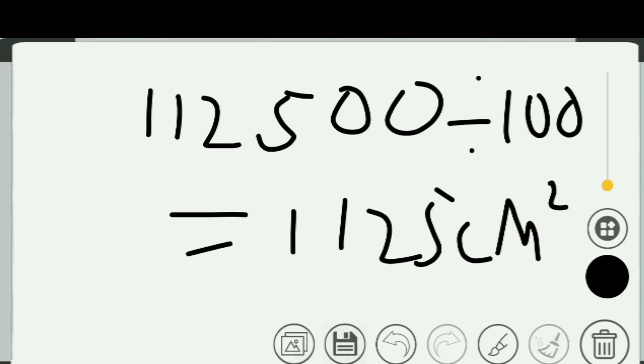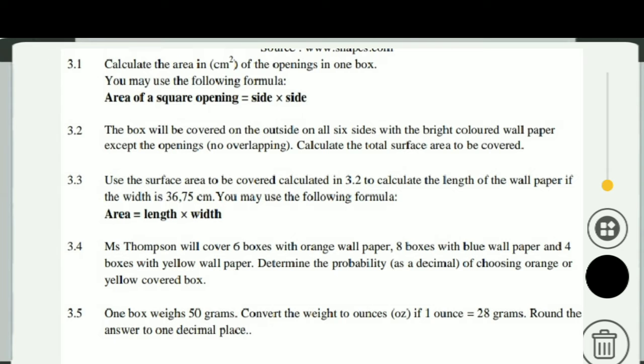So now we are going to 3.2. In 3.2 it says, the box will be covered on the outside on all 6 sides with the bright colored wallpaper except the openings, no overlapping. Calculate the total surface area to be covered. Let's read it again. The box will be covered on the outside on all 6 sides with the bright colored wallpaper except the openings. No overlapping. Calculate the total surface area to be covered.